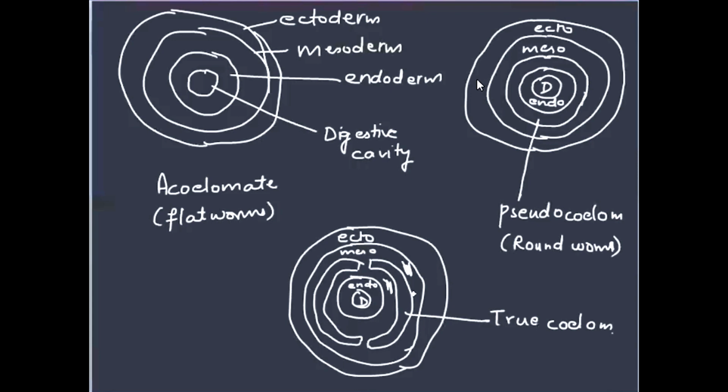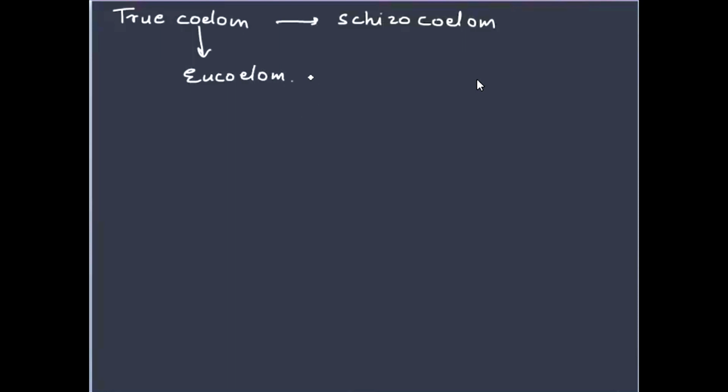Echinoderms, about which we are going to talk today, are true coelomates. They have a eucoelom. So we'll talk about that as well. There are two types of true coeloms now: schizocoelom and eucoelom. And the organisms that have these kinds of coeloms will be called schizocoelomate and eucoelomate.